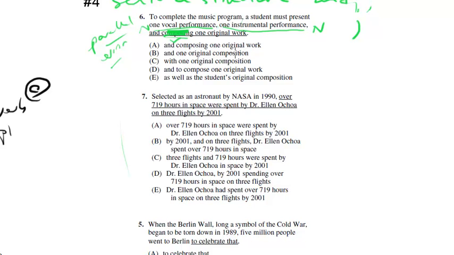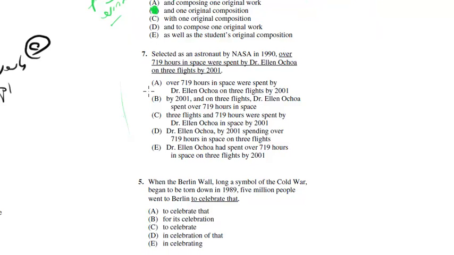Why would that be? Well, because look at the rhythm. A student must present one vocal performance, one instrumental performance, and one original work. And we can see that B is exactly what we want. The others are not going to fix that problem, or they'll make it worse. So that's going to be a parallel error. Let's look at number 7.